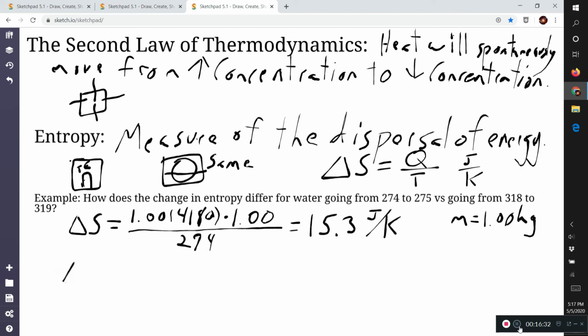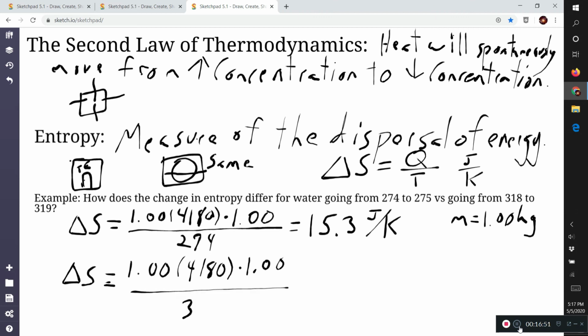So what about the other scenario? If we think about it, the top's going to stay the same. We have 1 kilogram of water, same specific heat. It hasn't gotten to vaporization point yet, so we don't have to worry about that. It's only going up by 1 degree, but our starting temperature is different. Our starting temperature is 318. Now, as you might imagine, because the number on the bottom goes up, our total amount of entropy is going to go down.